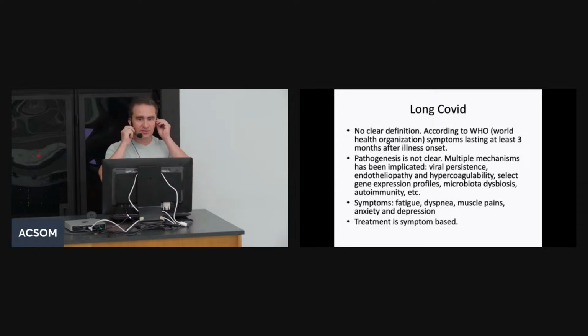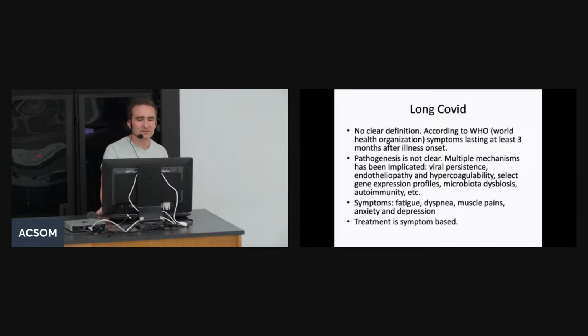I'll just mention long COVID. There is no clear definition, but there were so many infected, and it's not very common, so the individual chance is not high. But because there were millions of people infected, even with a 1.5% chance, there were still a lot of people who would have symptoms lingering for at least 3 months. And the pathogenesis is not clear.